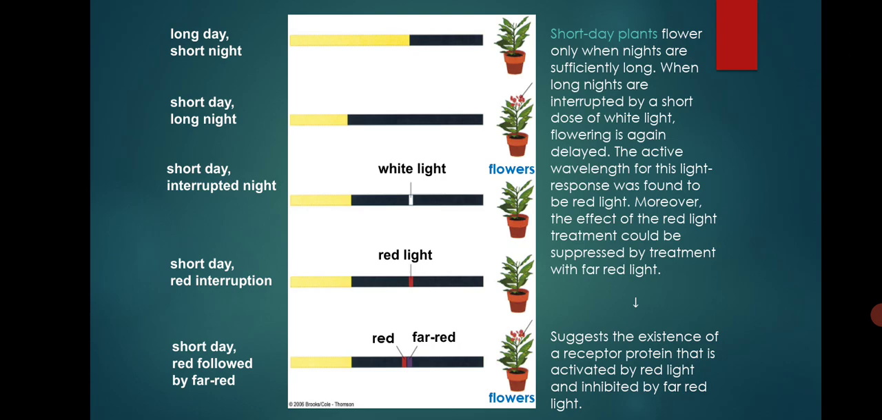Short day plants flower only when nights are sufficiently long. When long nights are interrupted by a short exposure of white light, flowering is again delayed. The active wavelength for the light response was found to be red light. Moreover, the effect of the red light treatment could be suppressed by treatment with far red light. This suggests the existence of a receptor protein that is activated by red light and inhibited by far red light.